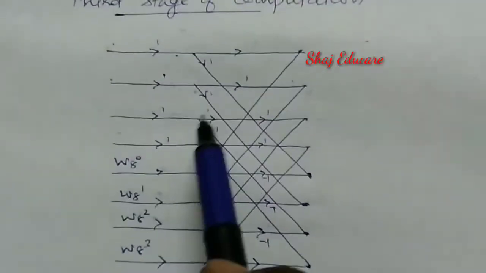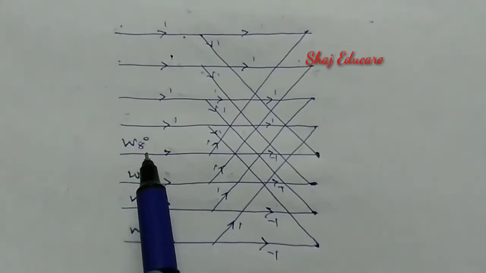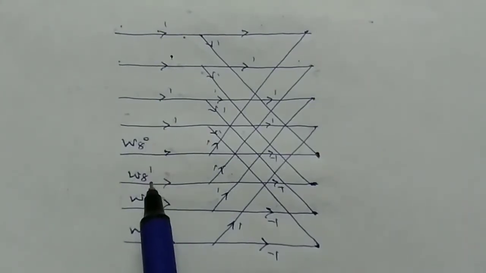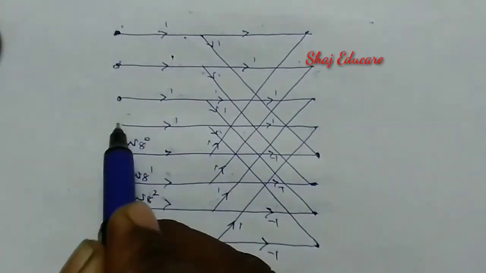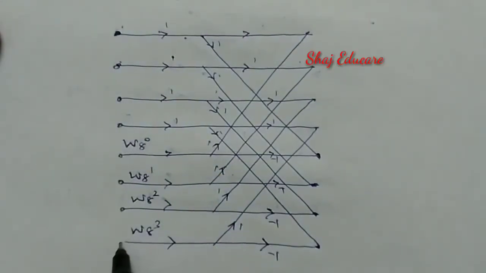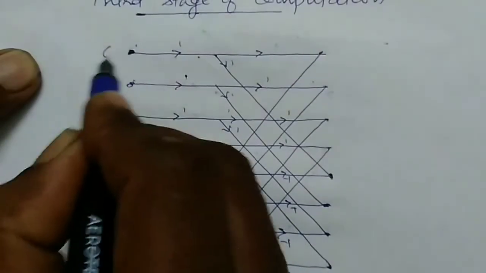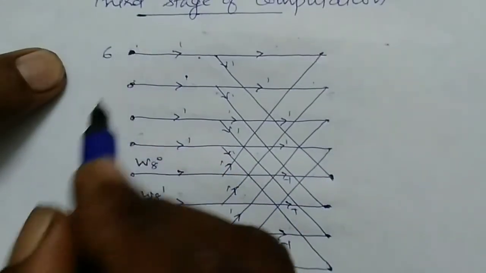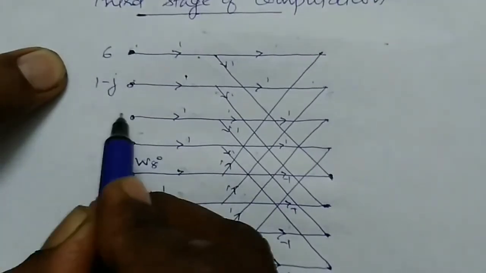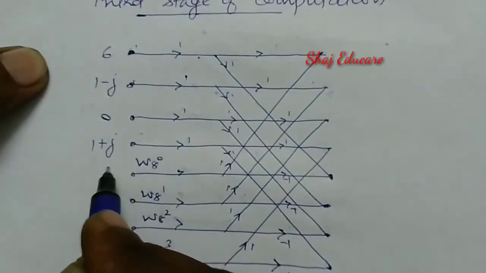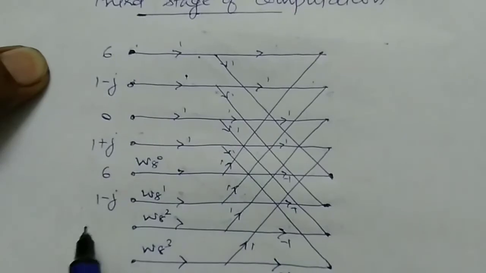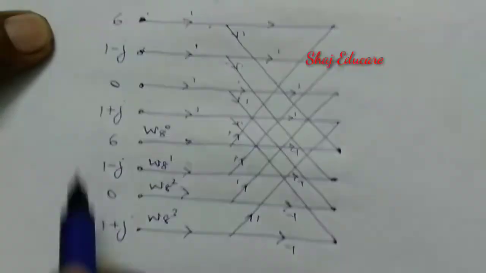Here we have the butterfly diagram, in which the twiddle factor or phase factor is W8 raised to 0, W8 raised to 1, W8 raised to 2, and W8 raised to 3. Now let us enter the input lines. These are the outputs of the second stage of computation. I'm going to write the result of our second stage. Here it is 0, then 1 plus j, followed by 6, 1 minus j, 0, and finally 1 plus j. These are the results of the previous stage.